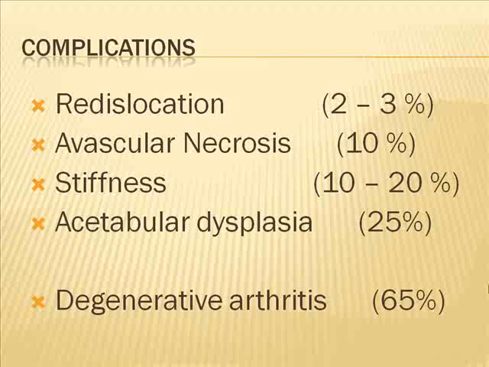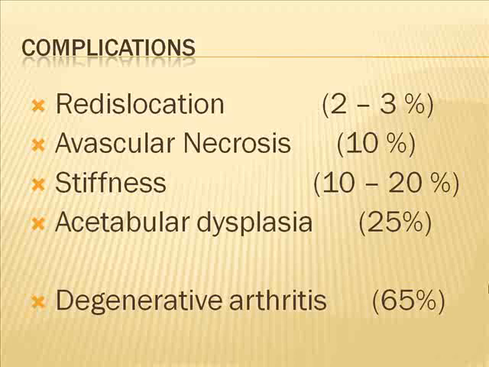Redislocation is about the same, 2 to 3% reported. Avascular necrosis is about 10 to 15%, very similar to the anterior medial approach. Stiffness is also reported to be 10 to 20% in most series. And it's interesting to see that acetabular dysplasia is still present in the longer follow-ups, to about 25%.